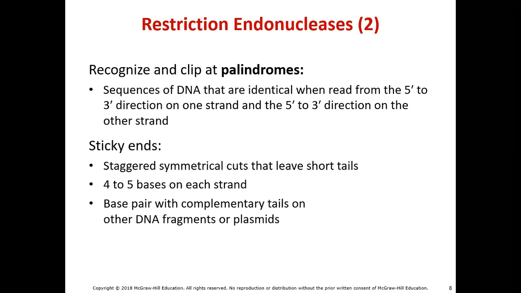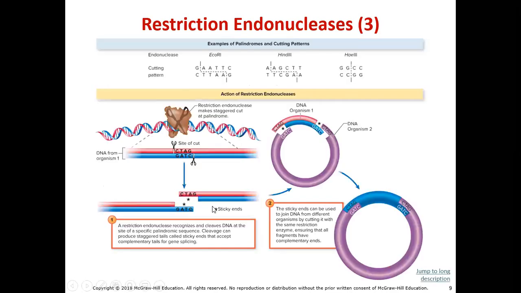Once they make a cut, you have some staggered symmetrical cuts, 4 to 5 bases on each strand, each with complementary tails. And you can insert DNA fragments or plasmids. So this shows you an example. These are some examples of 3 different endonuclease enzymes: EcoRI, HindIII, HaeIII. It will make a cut on the one strand, and it recognizes this area, G to A, and on the other strand, on the other side, it will cut in the same place. So you get this staggered cut. This one here just cuts right through it. When you get that cut, you get what are called sticky ends when the strand comes apart.